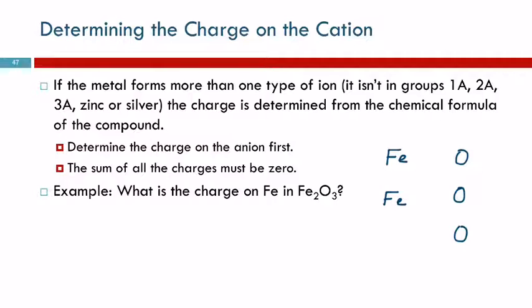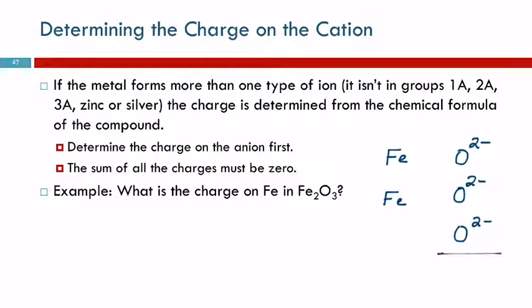Is iron in group 1A, 2A, 3A, zinc, or silver? No. That means we don't just know what the charge is. Okay, so now we need to look at the anion. What's the charge on oxide? It's 2-, right? Each of them is 2-.